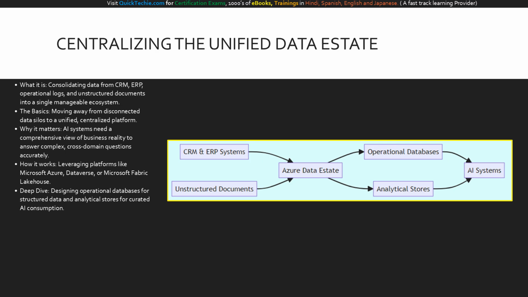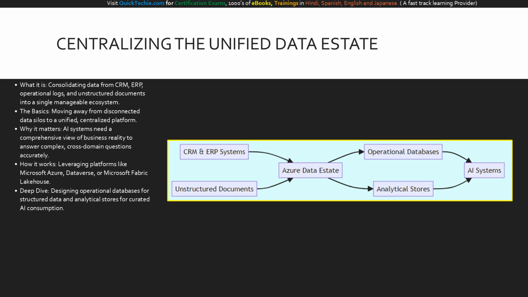This involves consolidating data from your operational applications, customer relationship management systems, enterprise resource planners, and unstructured document libraries into a single, manageable ecosystem. By establishing operational databases for structured app data alongside analytical stores like Fabric Lakehouse for curated data, you create a comprehensive foundation. When AI agents need to reason over complex business context, they should not have to navigate a dozen disconnected systems. A centralized data estate ensures that AI has a unified view of your business reality, which drastically reduces latency and significantly improves the relevance of AI-generated responses.